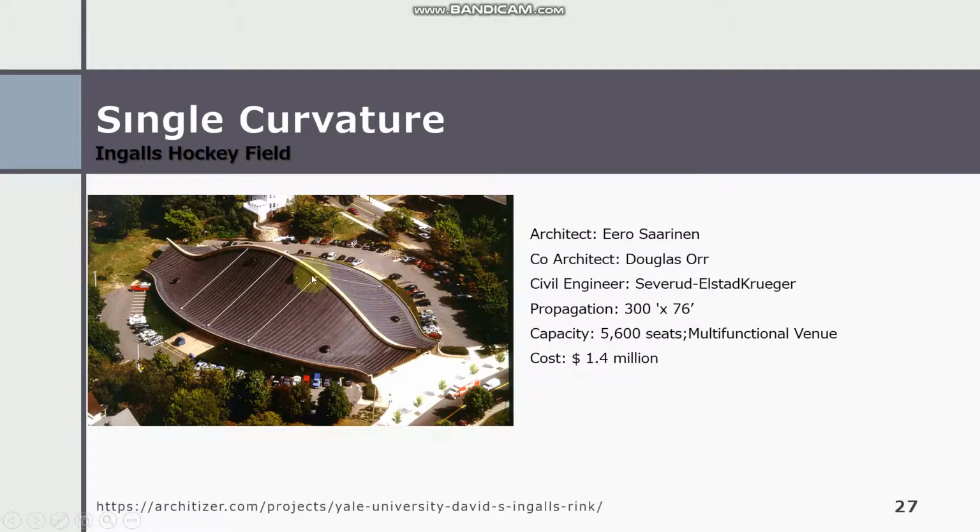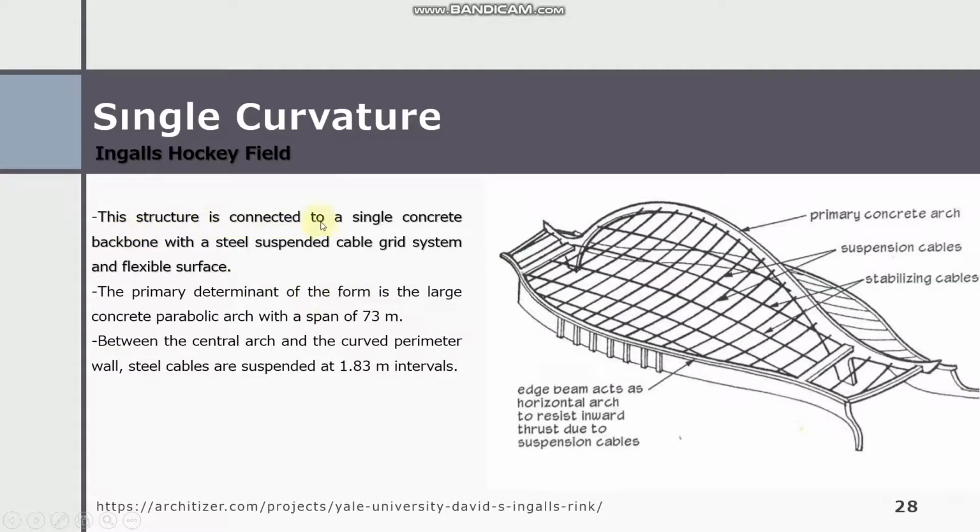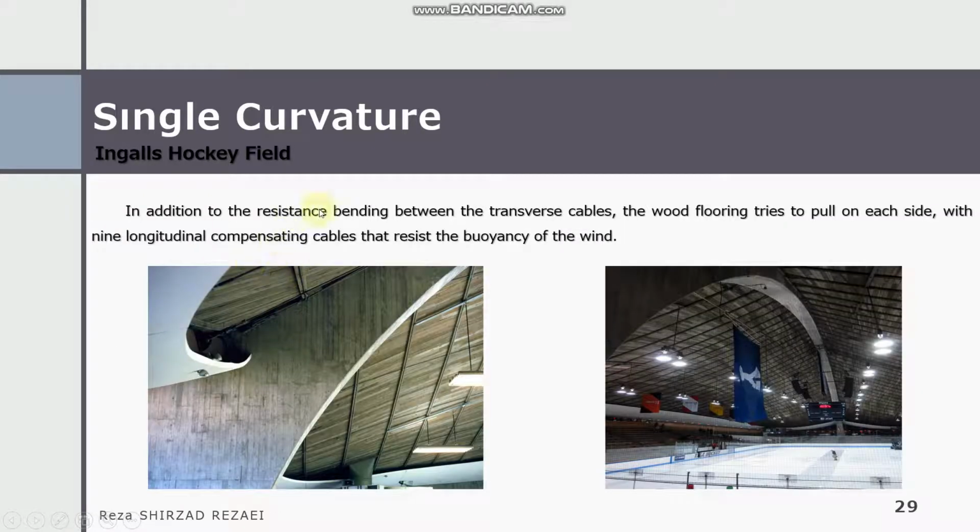Here is the example of the Ingalls hockey field. This structure is connected to a single concrete backbone with a steel suspended cable grid system and a flexible surface. In addition to the resistance to bending between the transverse cables, the wood flooring tries to pull on each side, with the longitudinal compensating cables to resist the buoyancy of the wind.